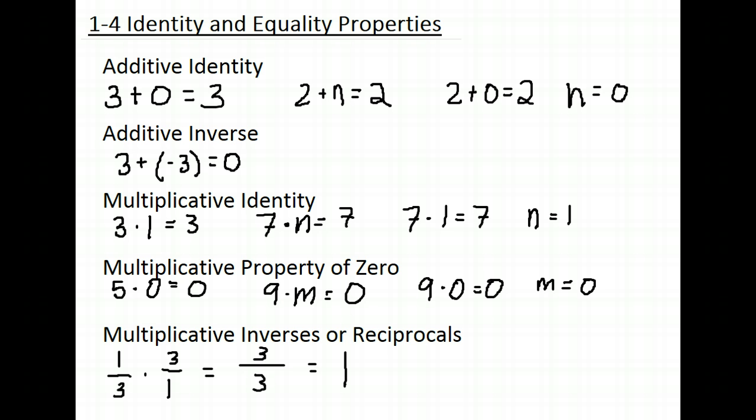So that is the multiplicative inverse or reciprocal. Here's another example. If we have the fraction 1 over 2, so 1/2, then the reciprocal would be 2 over 1, or we can even just say 2. It doesn't have to be a 2 over 1. So 1 over 2 times 2 equals 1. So that is a multiplicative inverse or the reciprocal.